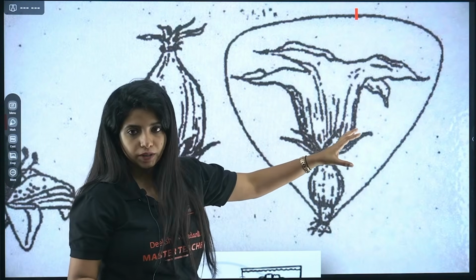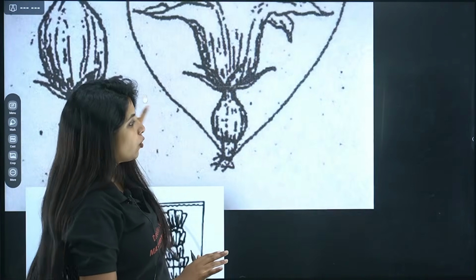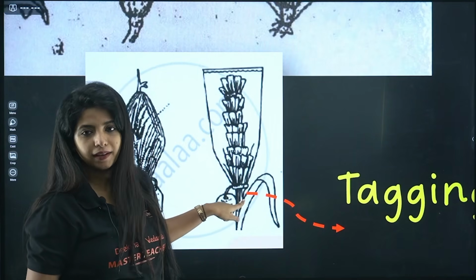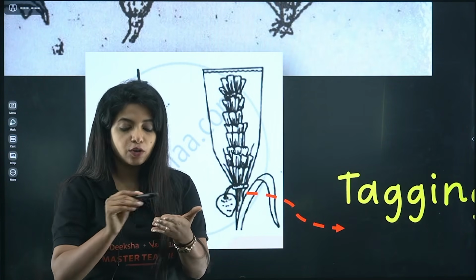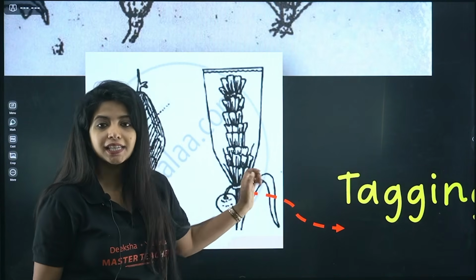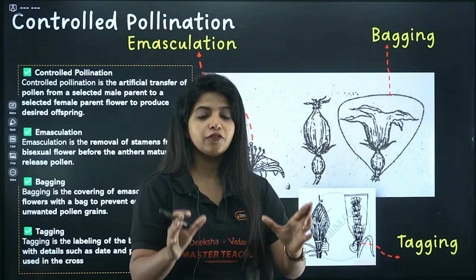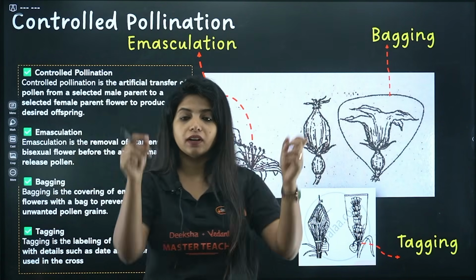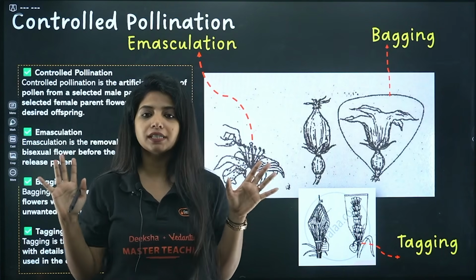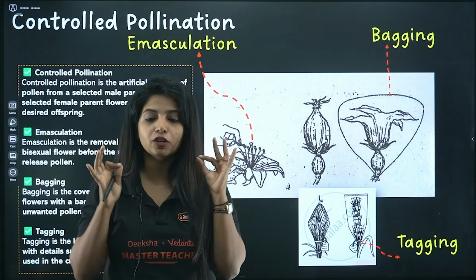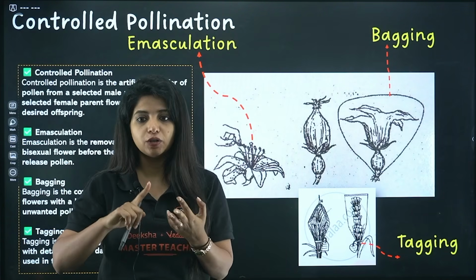Now, suppose you remove the bag and you put the desired pollen grain. Later on, you would also have to tag this. This process is known as tagging. You will have written it somewhere. This picture might be given to you in the form of a chart, or they might give you a plant where they have covered a flower. So just understand, you are talking about controlled pollination here. And the identification is that it is controlled pollination, emasculation, bagging and tagging.